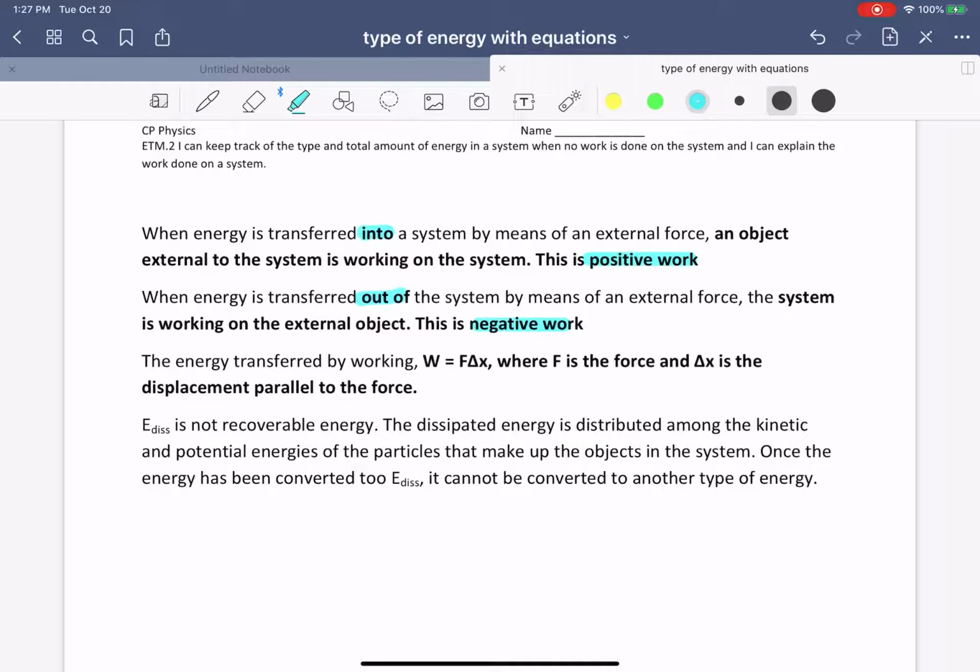The energy transferred by work is W equals the force times the displacement, where the force and the displacement are parallel to each other. E dis is not recoverable energy. That means once it is E dis, it cannot be converted to another type of energy. So again, this is just for your reference.